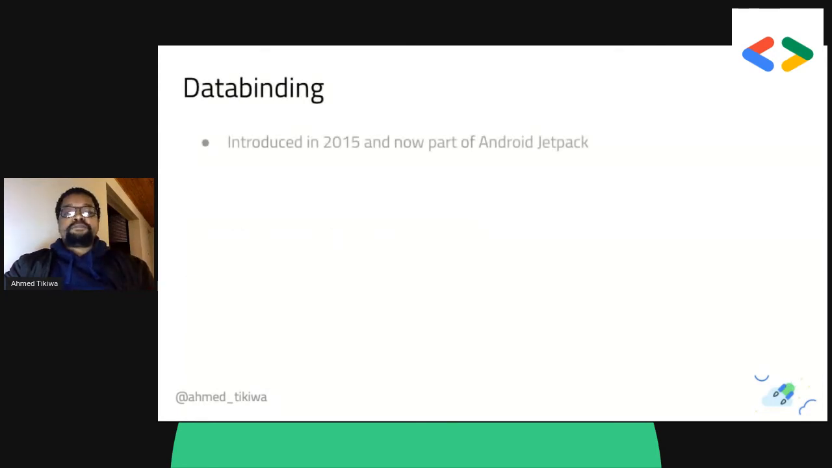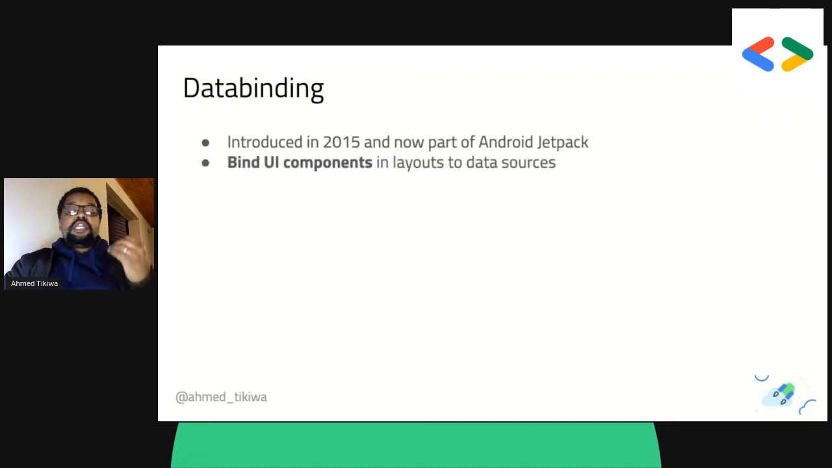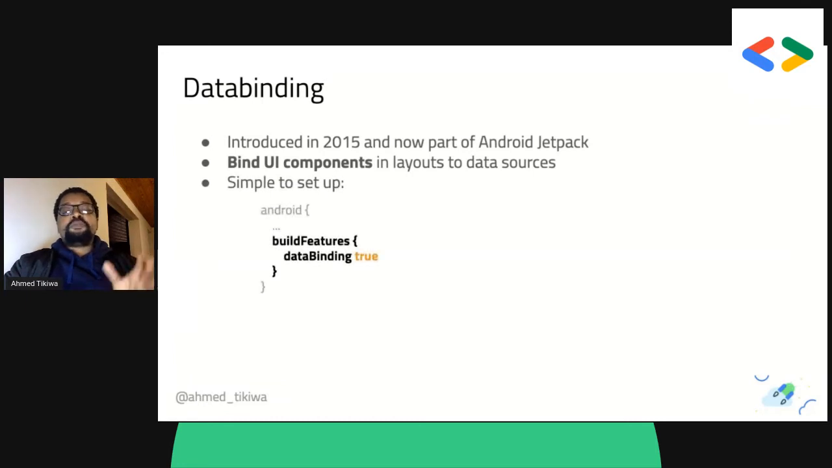So data binding, which was introduced in 2015, is now also part of Android Jetpack. It basically means you're binding UI components in layouts to data sources. And it's simple to set up. All you have to do in your build.gradle file is add buildFeatures, and then within there, dataBinding, and then set it to true. That's all you need to do to enable data binding as part of your app.